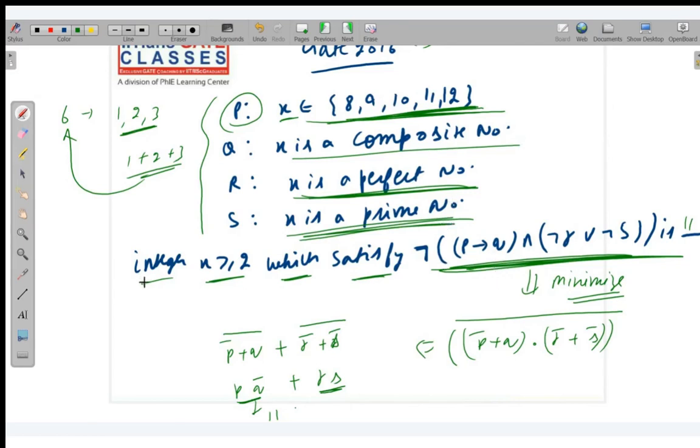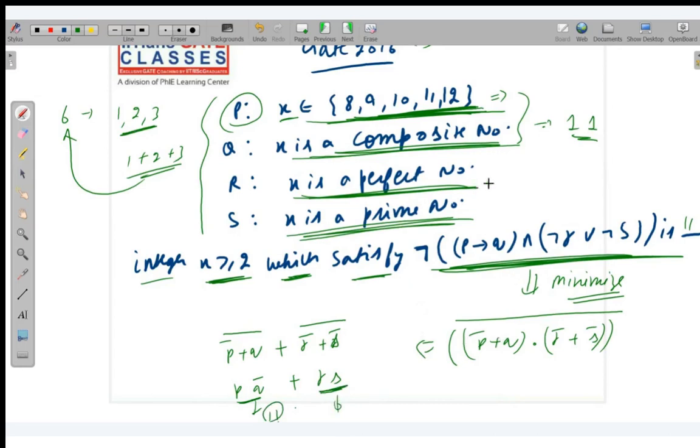So now this is given to us: integer X is greater than or equal to 2, which satisfies these things. I minimized it and finally got P Q bar plus RS. So P Q bar means P should be satisfied and Q should not be satisfied. That means X should belong to this and X should be a prime number, the opposite of composite. So 11 is that number. Finally we have got 11. Now R and S: perfect number as well as prime number is not possible. So obviously we will get nothing from here.